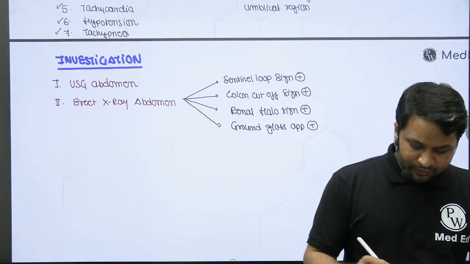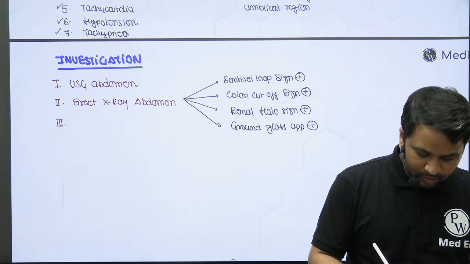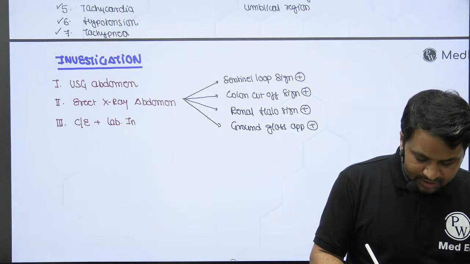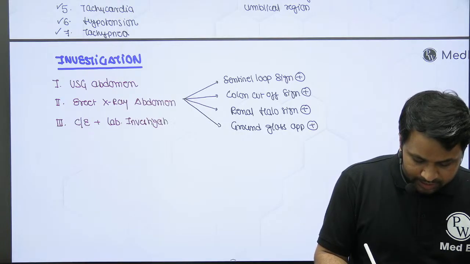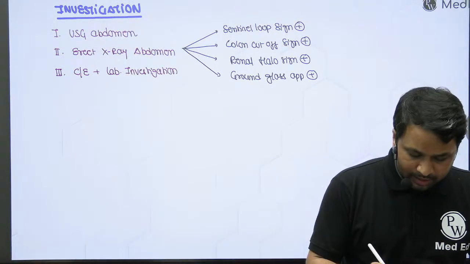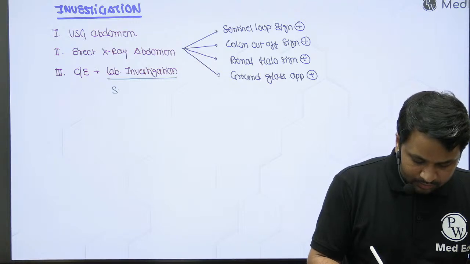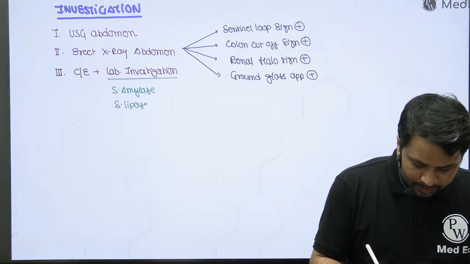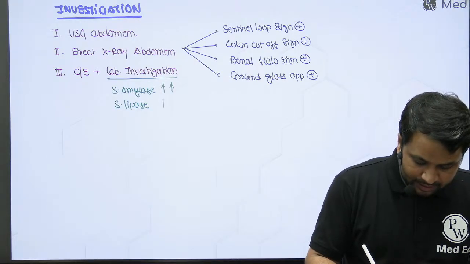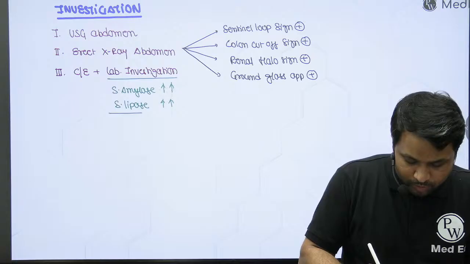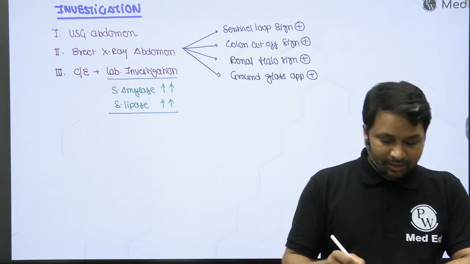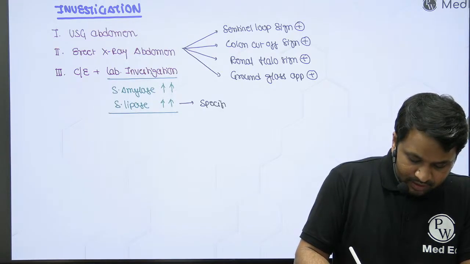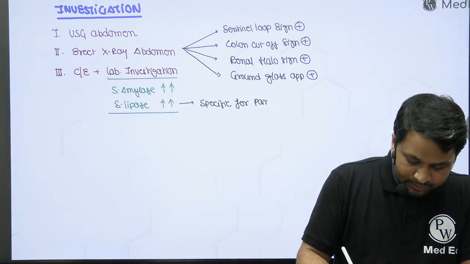But if I ask how do you confirm, remember, the best way to confirm is going to be the clinical examination with lab investigations. Now in the lab investigations, the two most reliable ones are serum amylase and serum lipase. Both of them will be elevated in acute pancreatitis. Amylase is also produced in the salivary gland, so it is the elevated serum lipase which is more specific for pancreatitis.